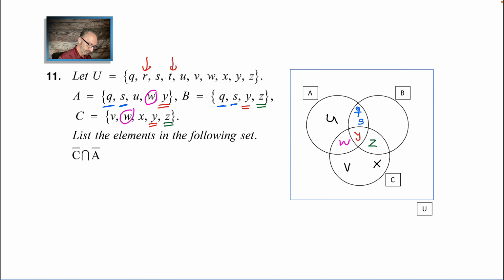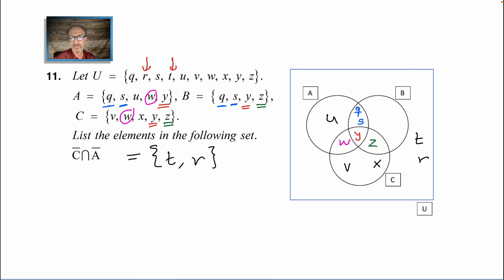So we have T and R outside the sets A and B and C. C complement intersect A complement will be everything outside C and at the same time outside A. Clearly, outside C and outside A at the same time will be just T and R. So that should be T and R.